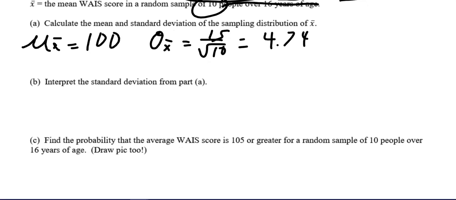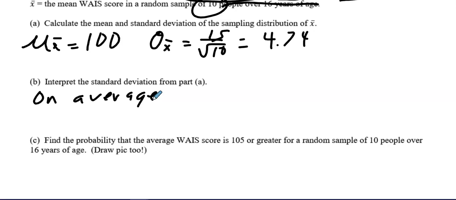Moving on to part B. Interpret the standard deviation from part A. This is one of those rote statements we use every time, and we just fill in the blank. So we say this every time. On average, that's how we start this. Then you just look at this. What is it talking about? Here it's talking about test scores.